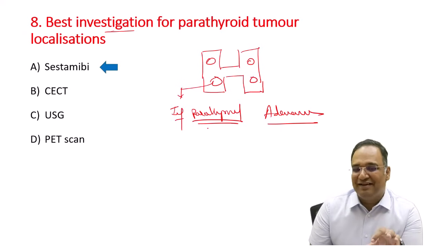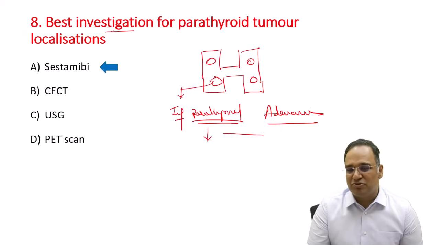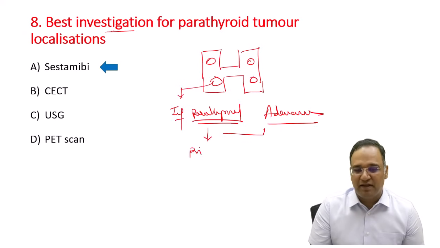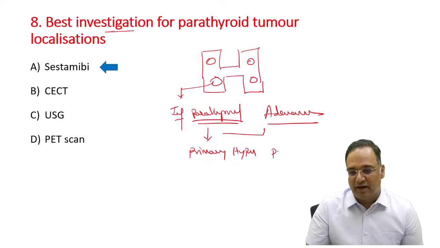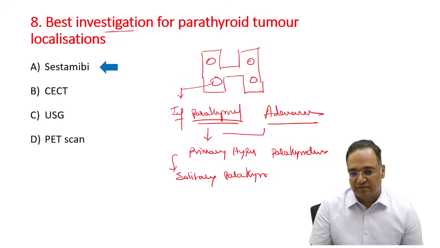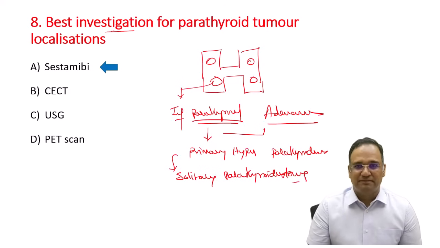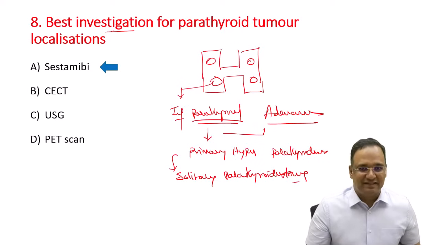And parathyroid adenoma is one of the most common causes of primary hyperparathyroidism. And the treatment of choice is solitary parathyroidectomy. Understand this. Solitary parathyroidectomy. Okay, is it clear? Yes.